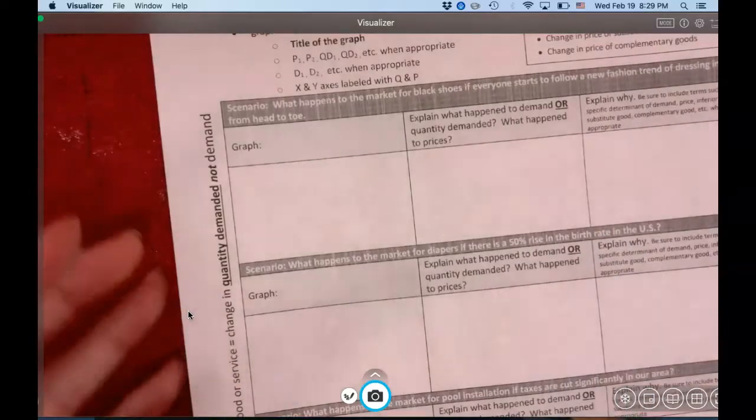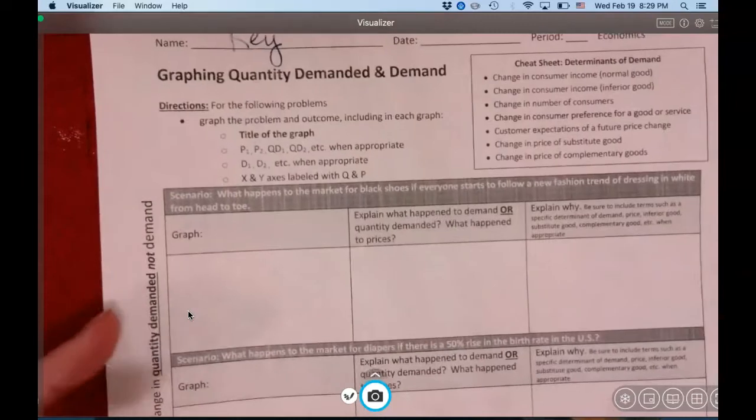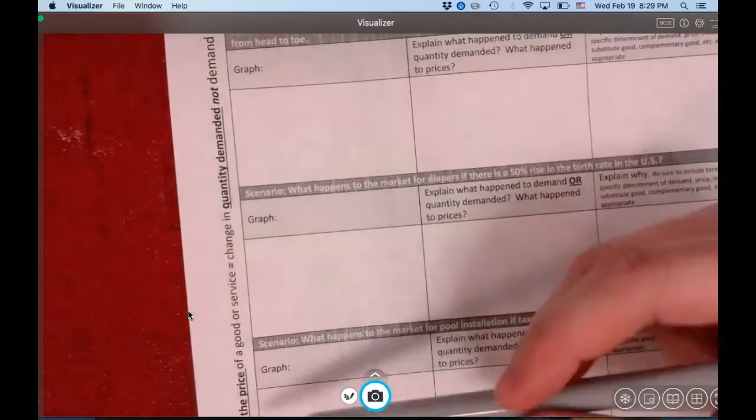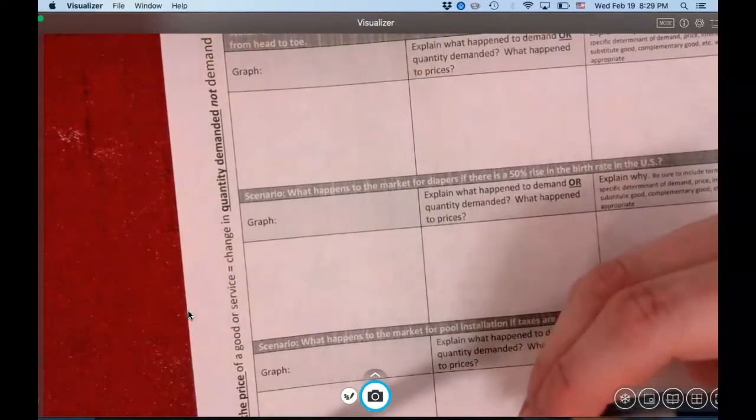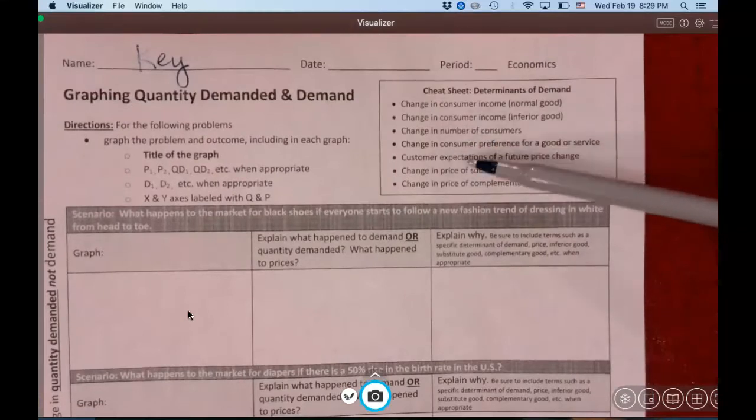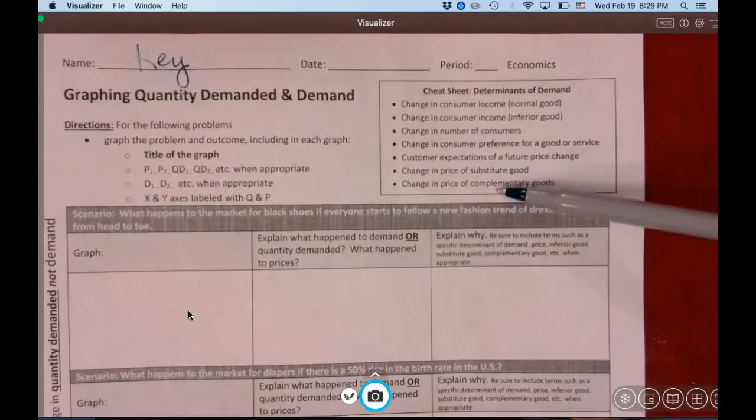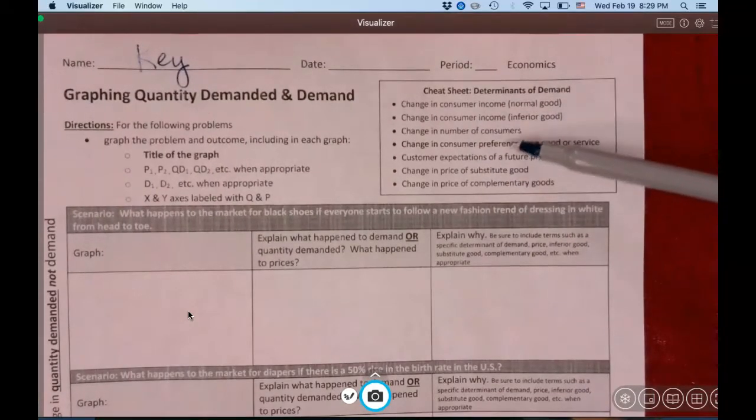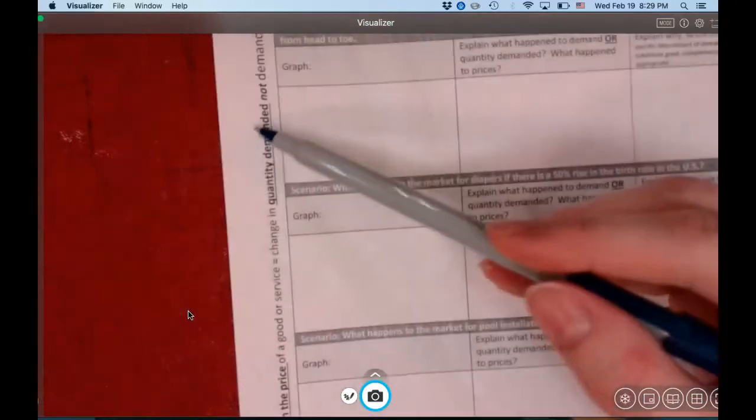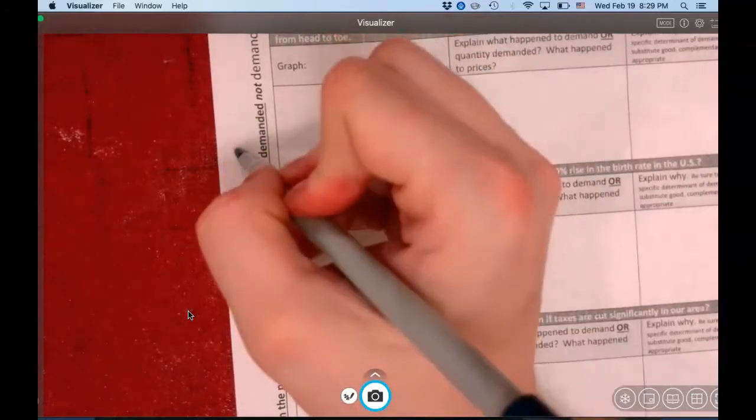Okay, so today we're going to practice graphing quantity demanded and demand. Keep in mind, graphing quantity demanded is only done when there's a change in price of the good or service itself in the present tense. Yes, there are other changes in prices here, but these are changes in price of related goods or expectation of a future price change.